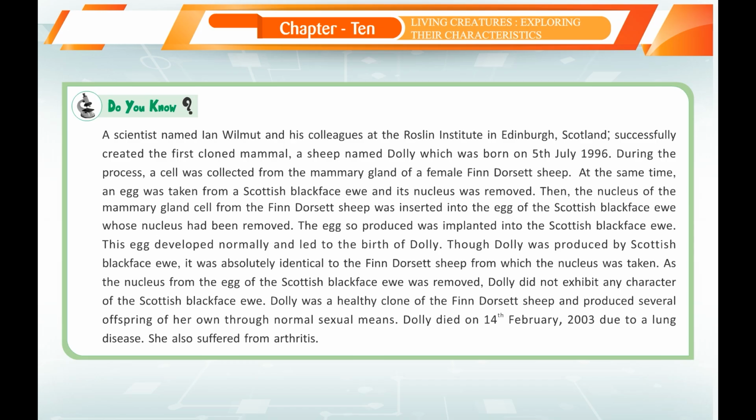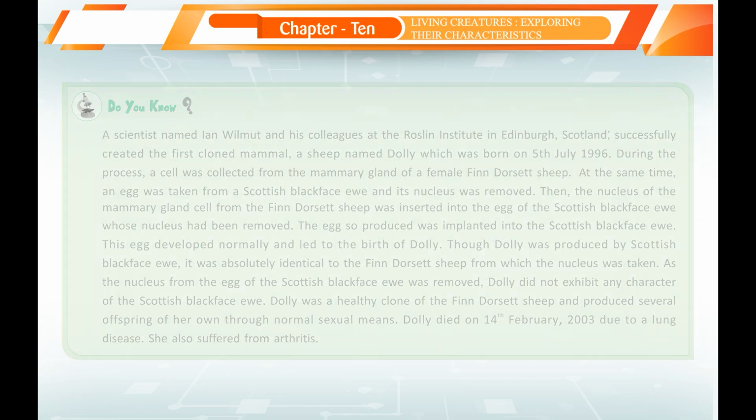Though Dolly was produced by the Scottish Blackface ewe, it was absolutely identical to the Finn Dorset sheep from which the nucleus was taken. As the nucleus from the egg of the Scottish Blackface ewe was removed, Dolly did not exhibit any character of the Scottish Blackface ewe. Dolly was a healthy clone of the Finn Dorset sheep and produced several offspring of her own through normal sexual means. Dolly died on the 14th of February 2003 due to a lung disease. She also suffered from arthritis.